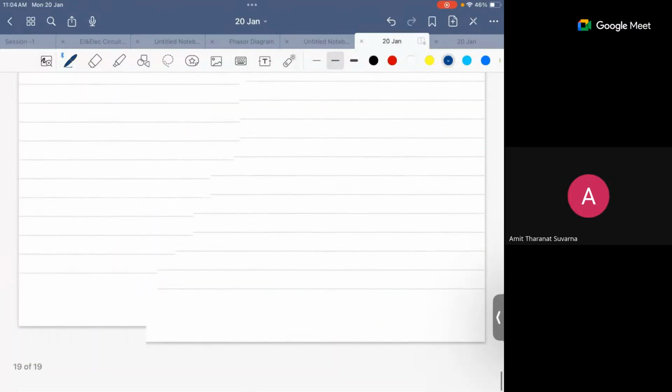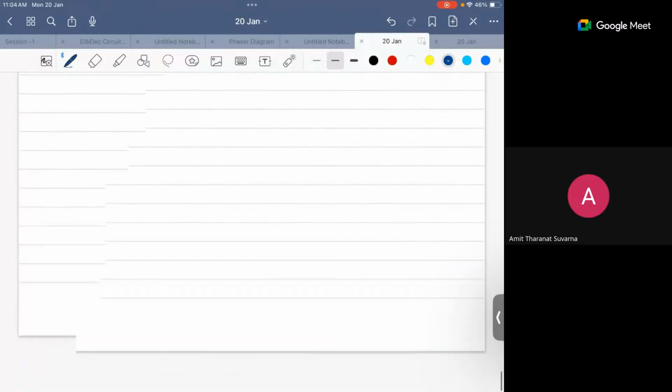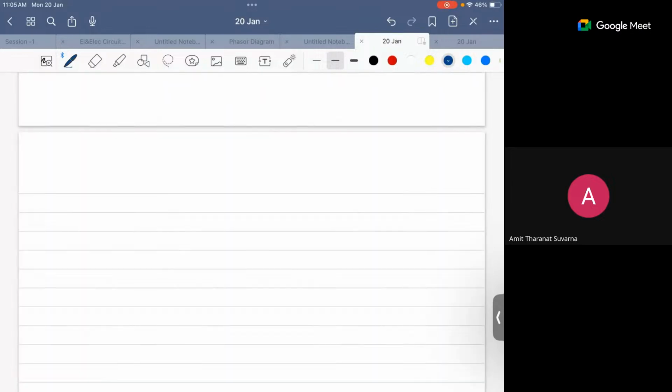Okay, so triangular, I'll just give you an idea. This is how you present a triangular function. We'll discuss more operations in the coming sessions. We'll have to start with week 2 also. I was just discussing the standard functions so that in the coming weeks you will not be facing any issue.